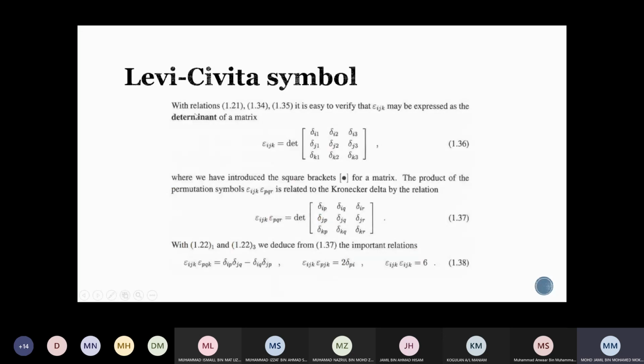Okay, so to find the Levi-Civita symbol, we use the determinant. Okay, so as I said earlier, to find the cross product, we can use the determinant. Okay, so jangan tanya ni apa. So we have introduced the symbol square bracket. Okay, tu tahu apa? The product of the permutation symbol. Okay, so kita abaikan ni dulu sebab this is too much already.